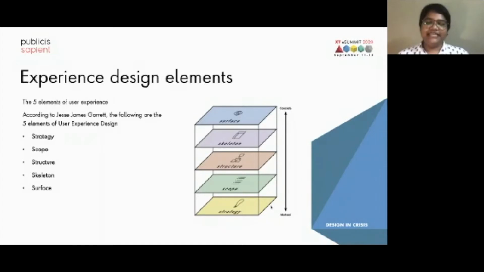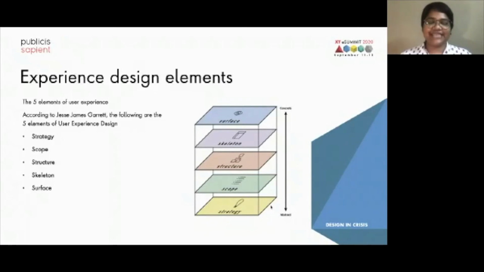So in order to see these examples from a design lens, we need to have a lens in the first place. Jesse James Garrett's framework about user experience design will be our lens to do so. It says that there are 5 elements of user experience design from strategy to surface. The first one is strategy, which talks about why the product exists and who we are making this for. The second one is scope, which talks about the functional requirements needed to achieve those strategic goals. The third is structure, which talks about how the user will interact with the product.